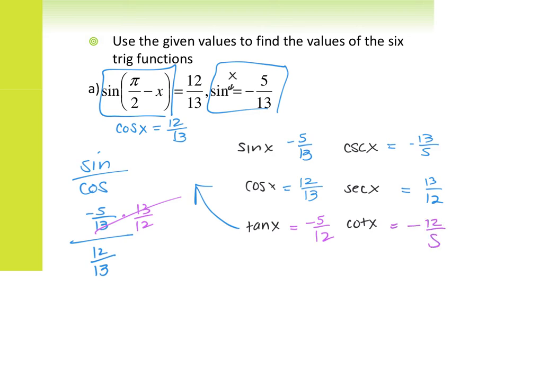So it's just another way to do it. You could also have figured out your triangle, but you have to pay attention to the positive, negative signs. Like if your cosine is positive, but your sine is negative, that means you're going to have the negative on the opposite side.